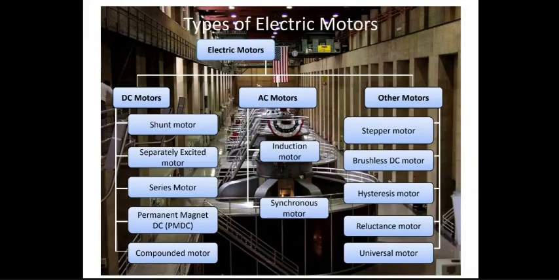The slide that you have in front of you shows, on the left hand side, all the DC motors that we have looked at already: shunt motor, separately excited motor, series motor, permanent magnet motor, compounded motor. The other kind of motors, of course, are AC motors, which we are going to look at from now on. And the third category is other motors, which can be both AC and DC, or they could have special functions.